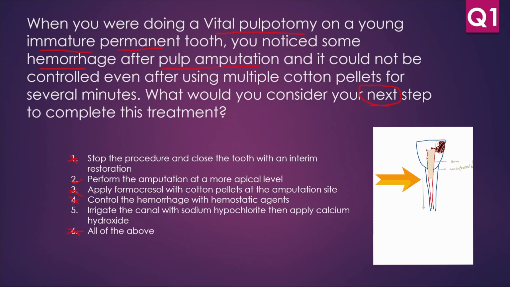And irrigate the canal with sodium hypochlorite, then apply calcium hydroxide. Well, here we are not doing the full root canal treatment, so we are not going to use sodium hypochlorite in the canal, okay? Because sodium hypochlorite has this effervescent action which actually dislodges the pulp from the canal. We don't want to remove the rest of the pulp, so we're not going to do this option as well. So our answer is perform the amputation at a more apical level. Let's go to the next question.